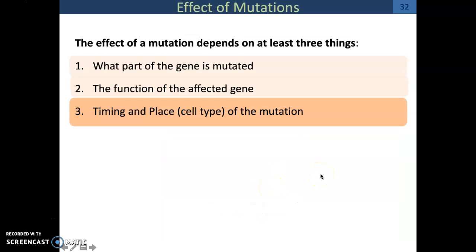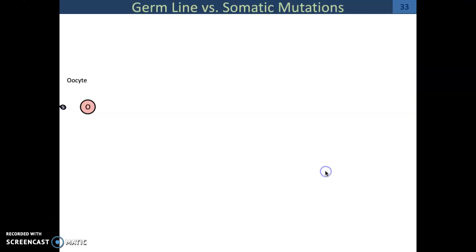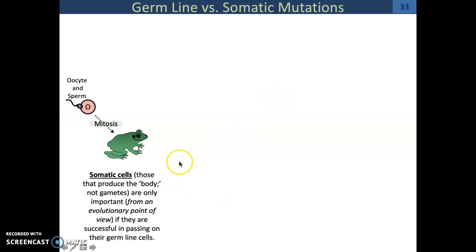Finally, what I want to talk about is the timing and place, or the cell type of a mutation. Let's pretend here that in this animation, what we're showing is we've got an egg here and a sperm cell here. And what we've got is we'd call these formations would form somatic cells or body cells, not the sperm or the egg cells, right?